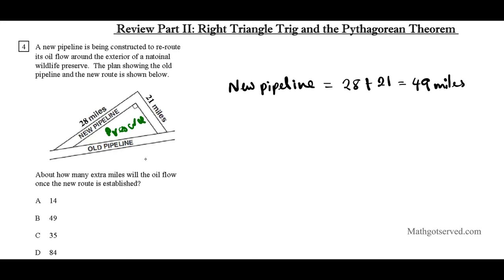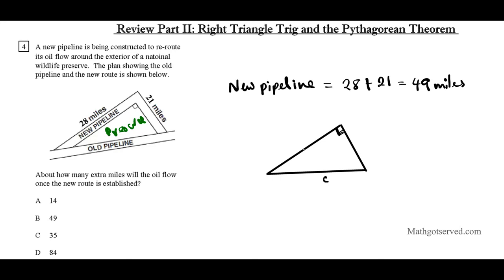For the old pipeline, we don't know what it is, but since this is a right triangle, we can use the Pythagorean theorem to figure out the length of the old pipeline, okay? So how about we just make a sketch of the triangle, and then we're going to put in the measures and figure out the length of the old pipeline. So there goes a right triangle right there. This is a right triangle with a 90-degree angle. So opposite the 90-degree angle is the hypotenuse.